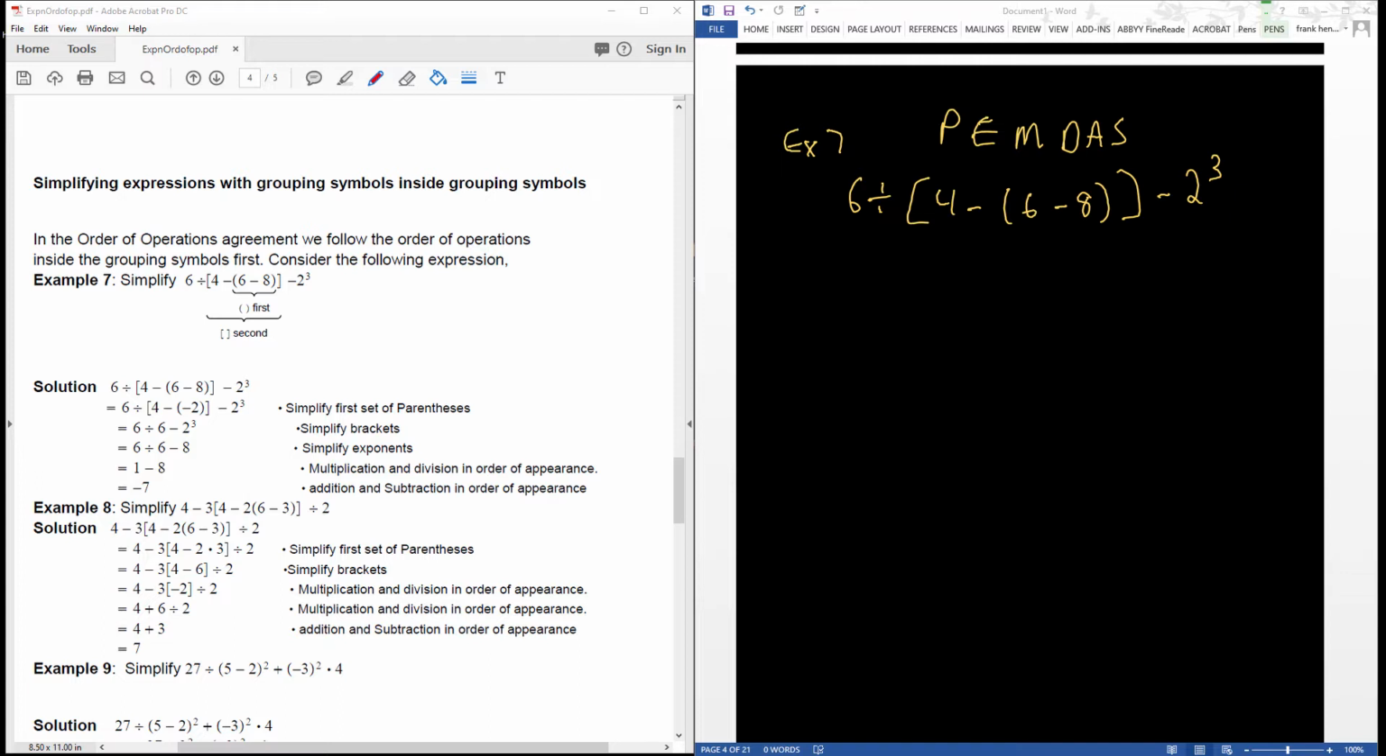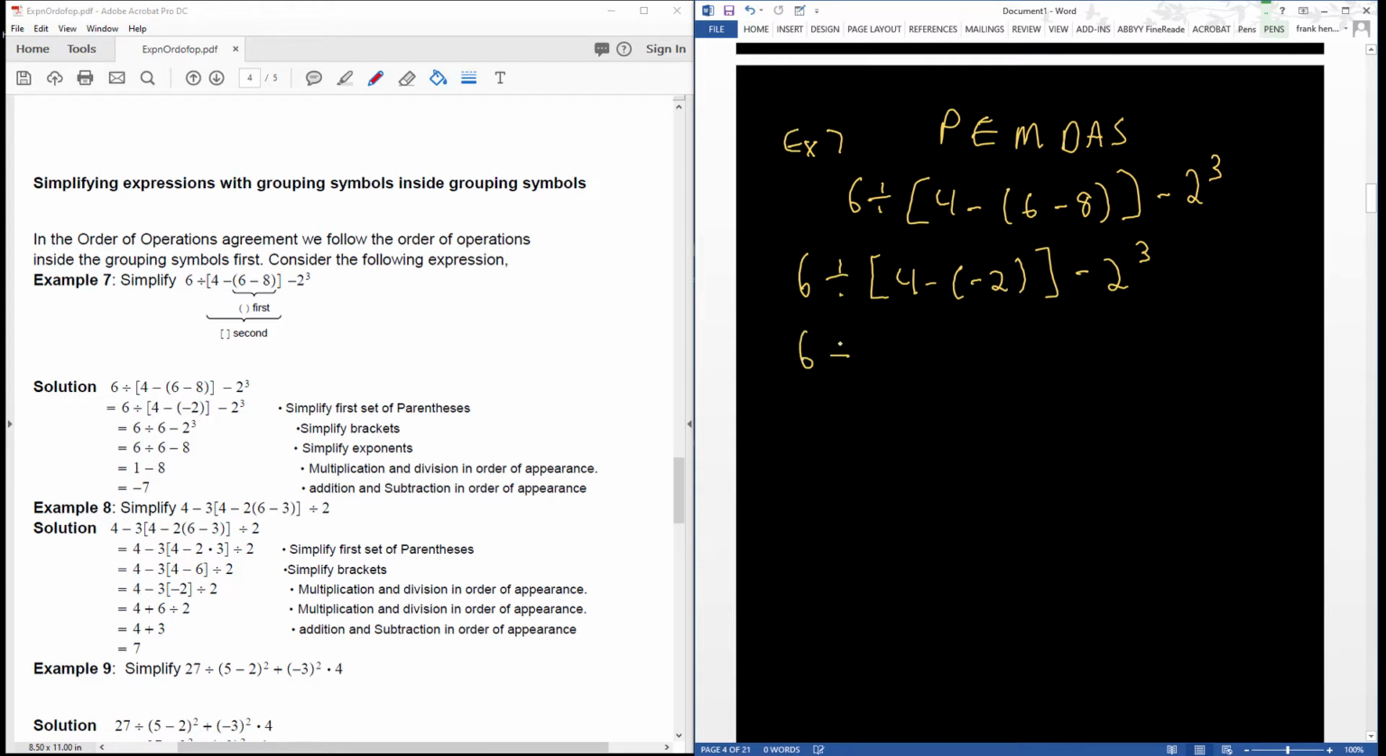So you follow the order of operations inside parentheses. You end up doing the innermost set of parentheses first. So in this particular problem, we'll simplify what's in the innermost set of parentheses first. Six minus 8 is going to be a -2. Minus 2 to the third. Now we take care of what's inside these brackets.